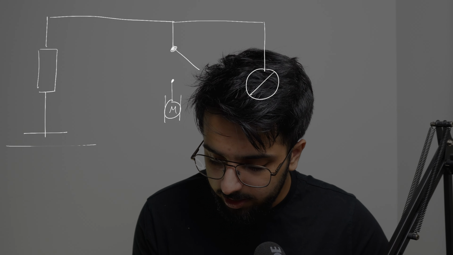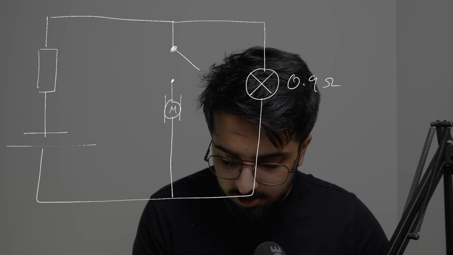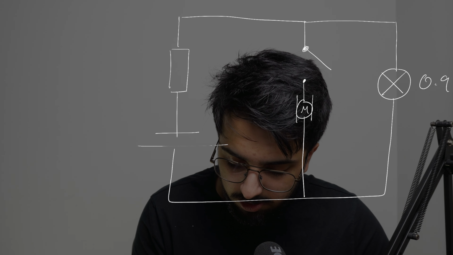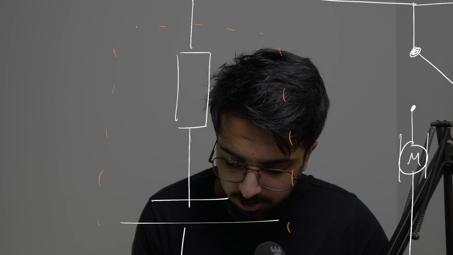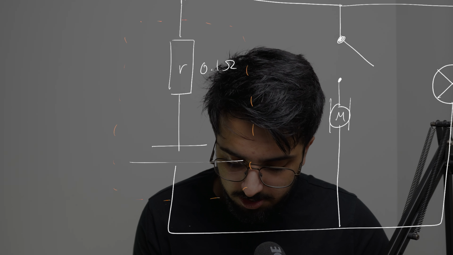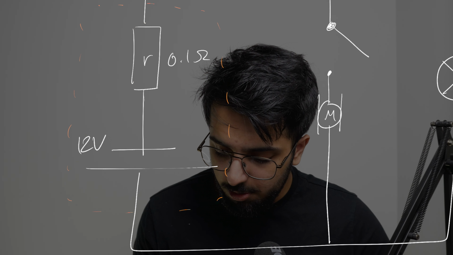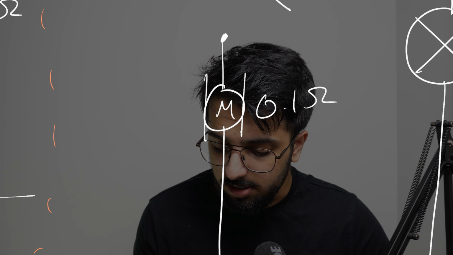And then we're going to put a lamp here, which can illustrate the headlamps for our car, like so. And let's say this lamp has 0.9 ohms of resistance. This internal resistance, okay, let's draw the box around, this internal resistance, little r, has 0.1 ohms of resistance, and this is a 12 volt supply, and this motor has 0.1 ohms of resistance also.